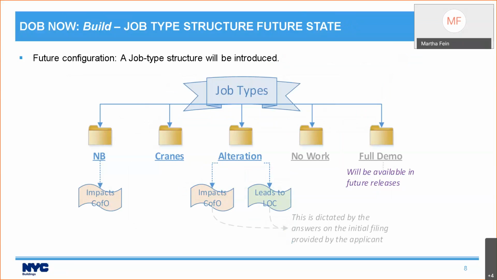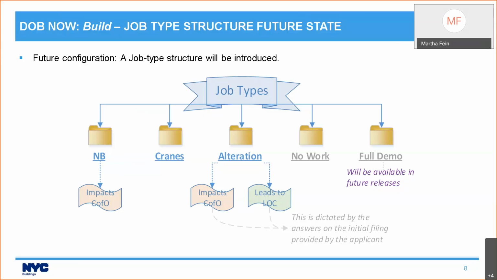But the big difference for new buildings in DOB Now Build is that the end result is not a letter of completion. It ends in an impact to the certificate of occupancy. Cranes is not changing, so I'm not going to go into that.